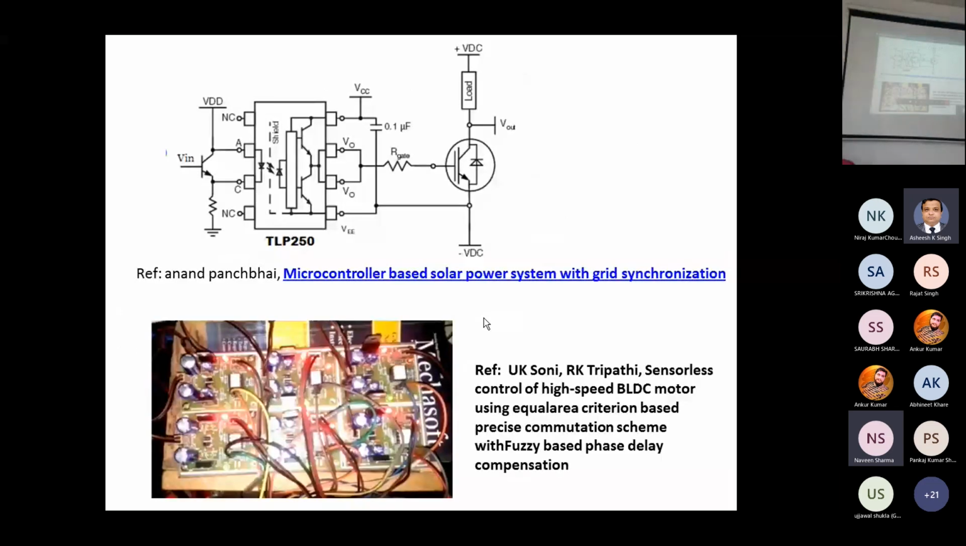So this is a driver circuit. The upper diagram has been taken from some reference, and the lower diagram is also taken from some reference. We can use this driver IC for driving the MOSFET.